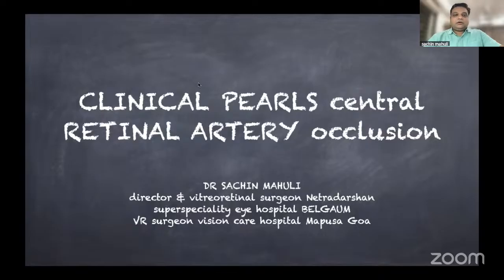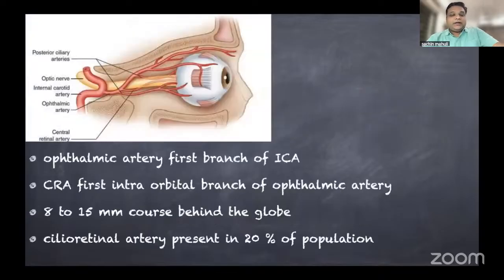Quickly, we'll look into why central retinal artery occlusion is very important. The ophthalmic artery is the first branch of the ICA, the internal carotid artery, and it has a reasonably long course, up to 8 to 15 millimeters behind the globe. So most of this is the area where it can get blocked. A cilioretinal artery is present in around 20% of the population. It's very important, and we'll come to why.